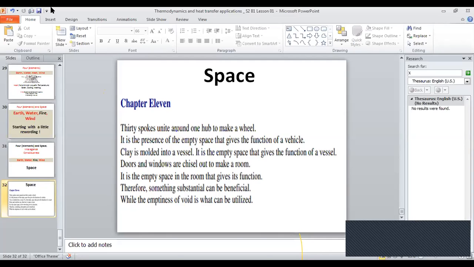So out of learning this chapter 11, you have learned a lot about space. Even before joining university, I knew this. Somehow I knew this.